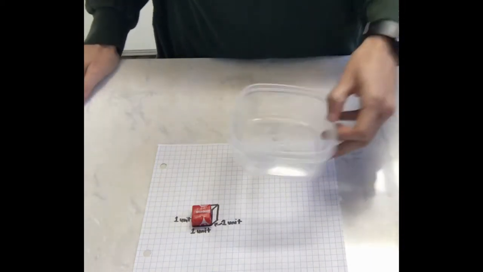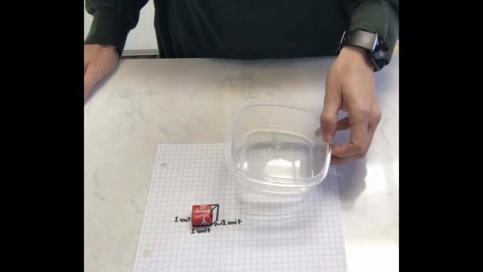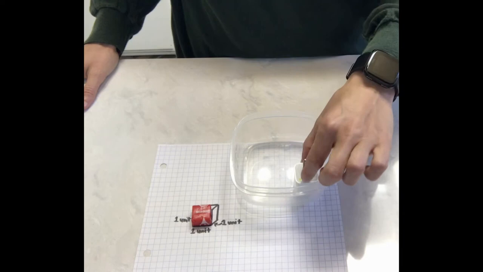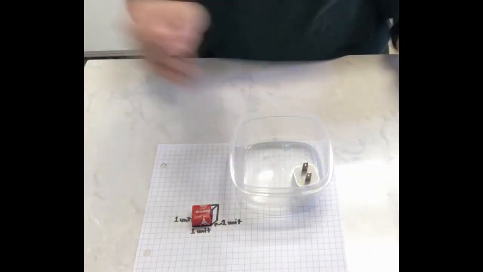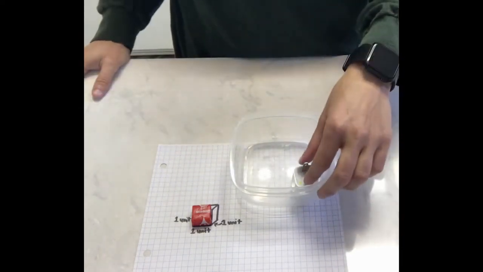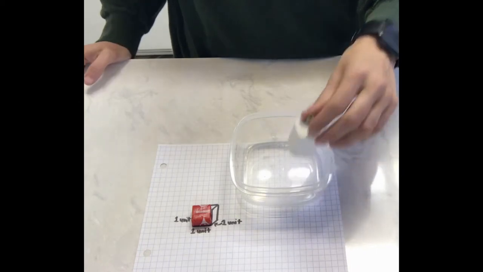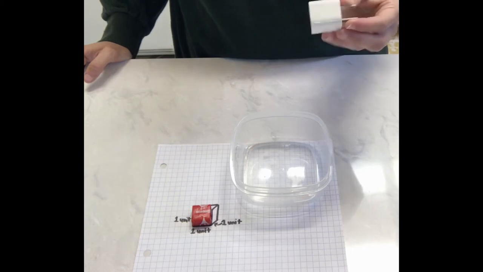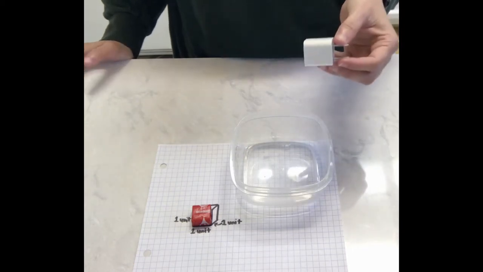So if I have a shape like this Tupperware, I'm trying to figure out how many cubes are going to fit inside. So if I had more of these blocks, I could just stack them in here and see how many would fit inside. And let's say 10 fit inside, then my volume would be 10 cubic units. And it's cubic because it's a cube.